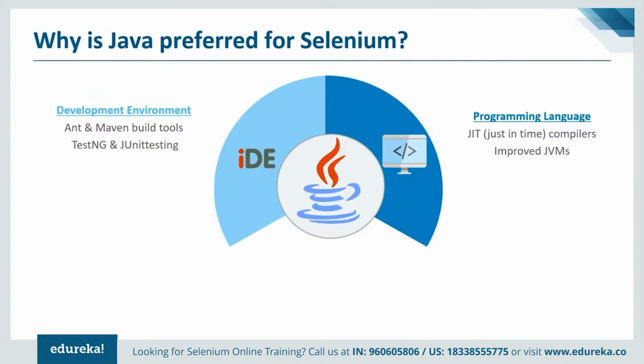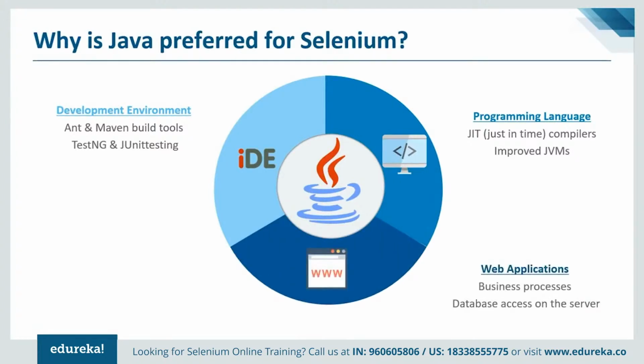Also, the performance of Java programs can be optimized in real time to help run them faster. Now, Java is a preferred language for developing web applications that involve serious business processes and database access on the server. So the applications that are widely tested are generally written in Java. Also, the Java promise of write once, run anywhere is quite powerful.